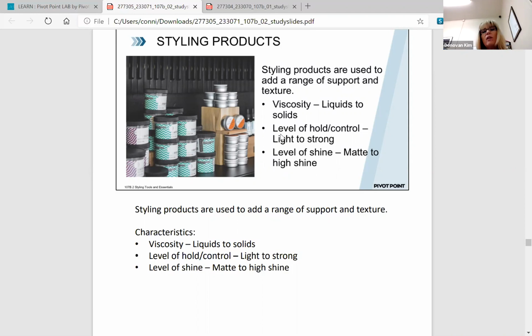And don't think you can't mix products together, because you can. If someone says, I really like this product, but it's just too strong of a hold, well, you've got a weaker one and a stronger one. You can mix them together and dilute that down and give them something in between. I like mixing products together a lot.